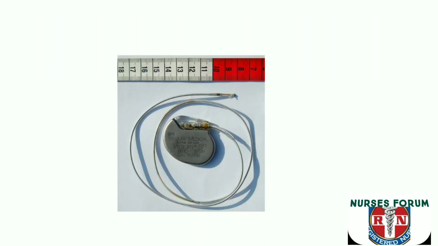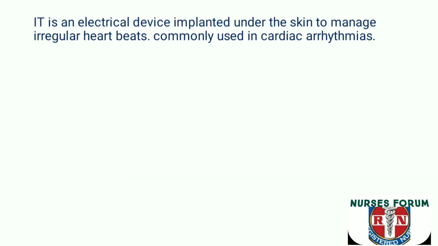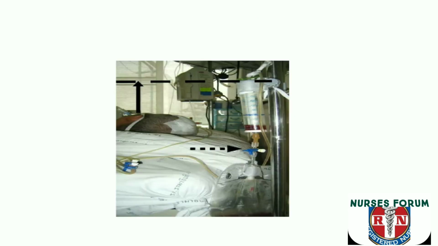Name the device which is shown in the picture. Right answer is cardiac pacemaker. Cardiac pacemaker is an electrical device implanted under the skin to manage irregular heartbeats. You have heard about this. It is commonly used in cardiac arrhythmias. We can see the next image.